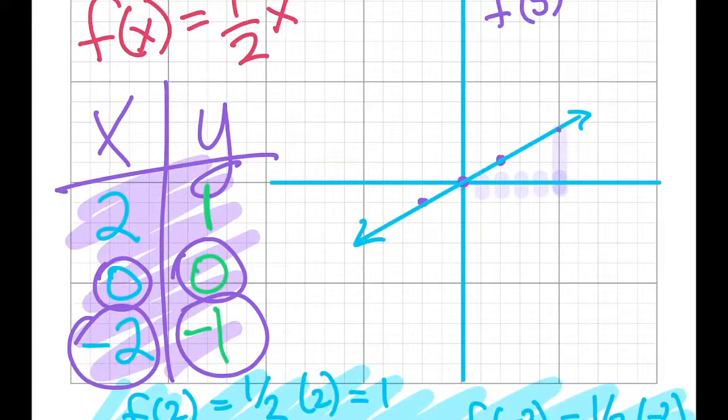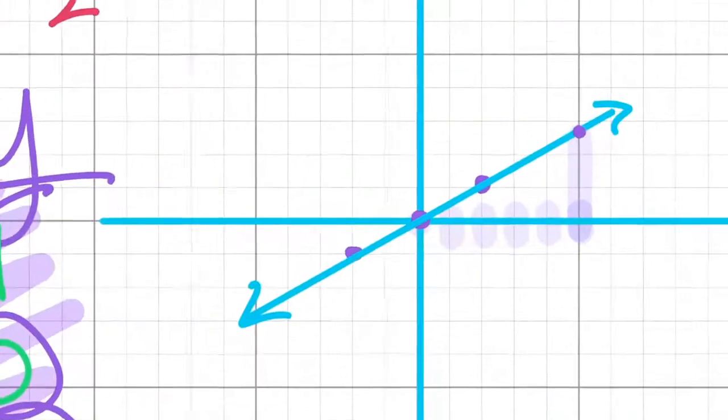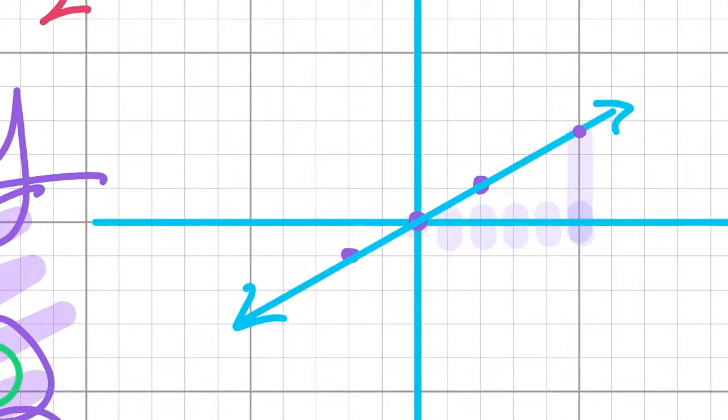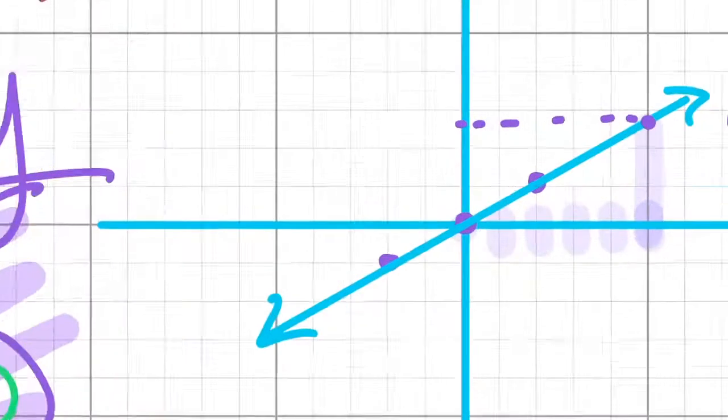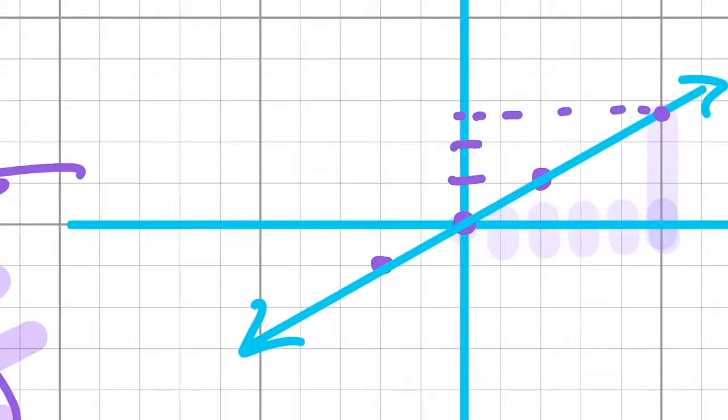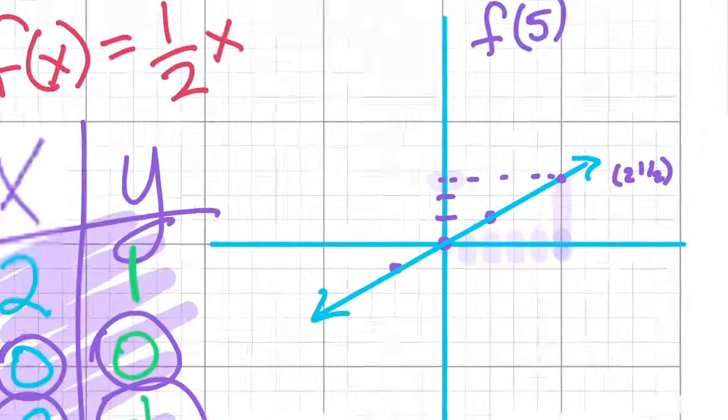Right here. Notice how that doesn't hit on a clean part. It hits somewhere in the middle. Now this actually looks like it's a little bit over the middle, so I didn't draw a perfect line. But the answer to 1/2 of 5 should be about 2.5, right? And look at that. This is about 2.5. The graph doesn't lie.